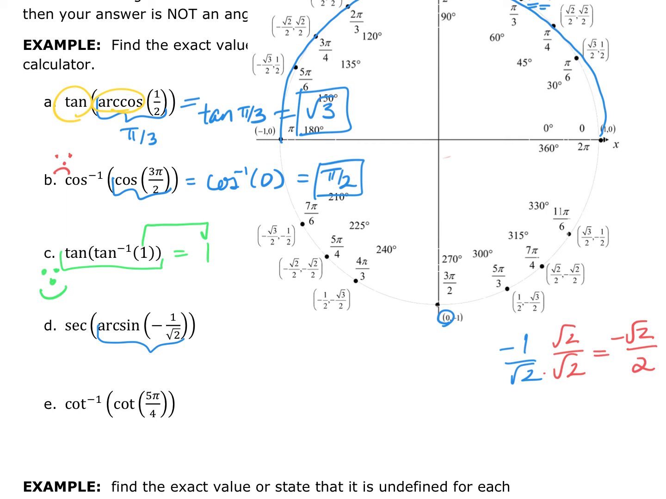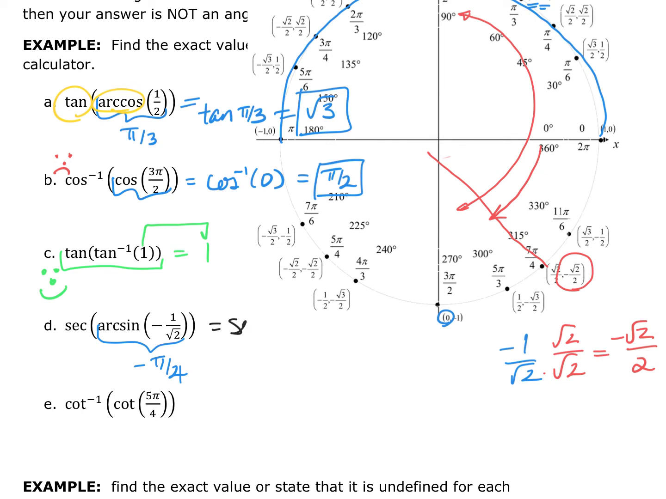Remember, it is in these two quadrants that the arc sine is defined. So I look to see where I see the negative square root of 2 over 2. It's down here in this quadrant. It is not 7 pi over 4. It is a negative rotation. So this is equal to negative pi fourths.